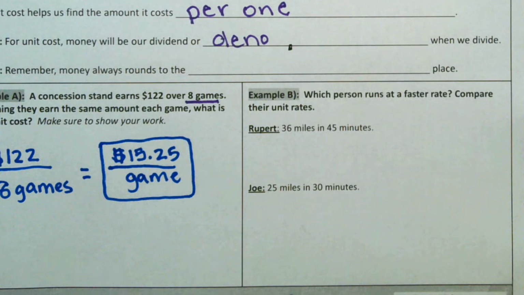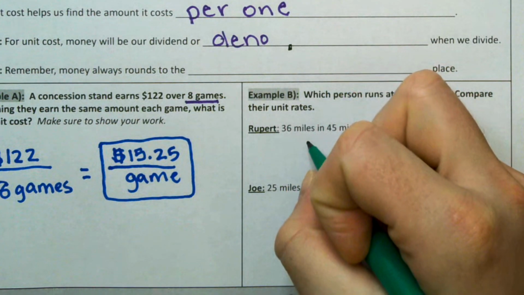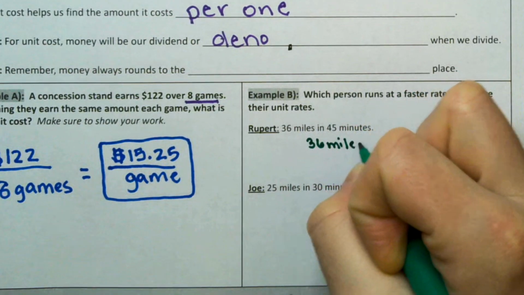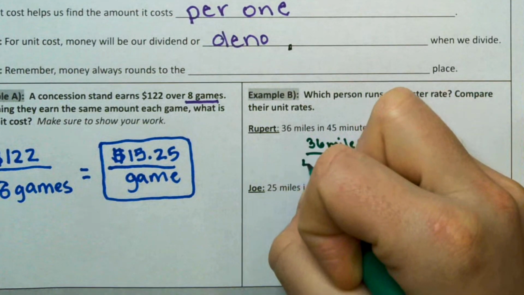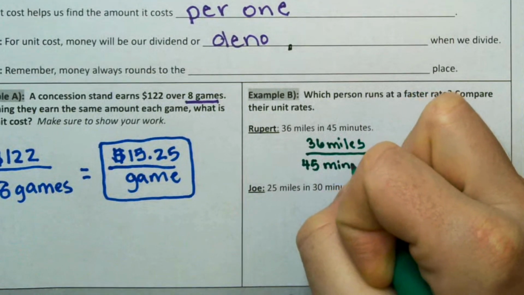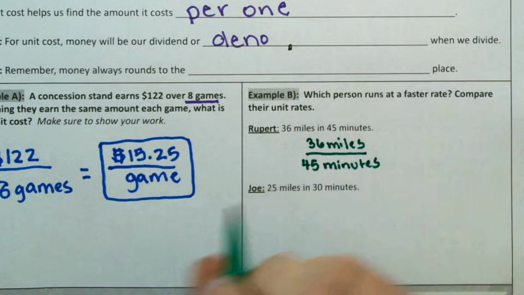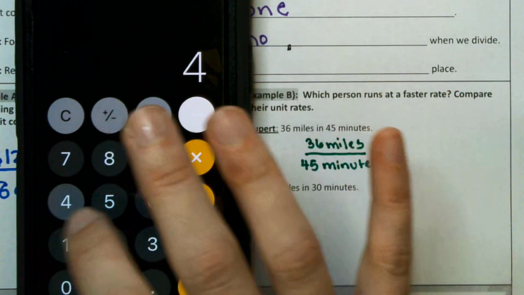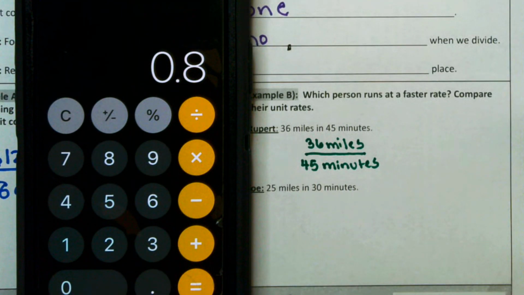Example B says, which person runs at a faster rate? Compare their unit rates. And remember, we're rounding to the hundredths place today. So we want to see who's faster in miles per minute. So I'm going to go ahead and do 36 miles divided by 45 minutes. And when I do 36 divided by 45, I get 8/10.